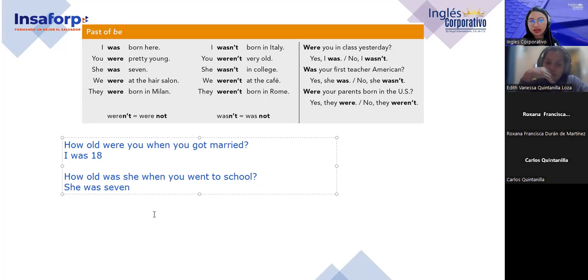Pregunta y respuesta. How old was she when you went to school? Any correction? When you went to school? Okay, it depends, right? ¿Cuántos años tenía cuando tú fuiste a la escuela? O podemos consultar sobre ella totalmente. When she went to school. Siguiente. We were at the hair salon.